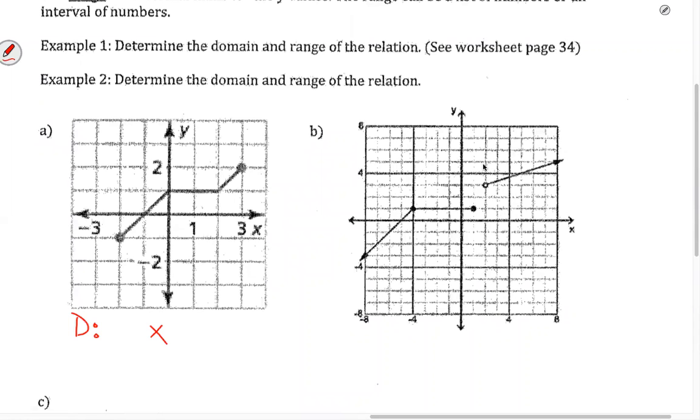Now here, this goes up, and this comes down, and it's going to be, let's see, -2 is less than or equal to X, which is less than or equal to 3. Got that? My range, I'm going to go the other way with it. I'm going to go with the lowest point and the highest point. So my Y value has to be between -1 and 2.